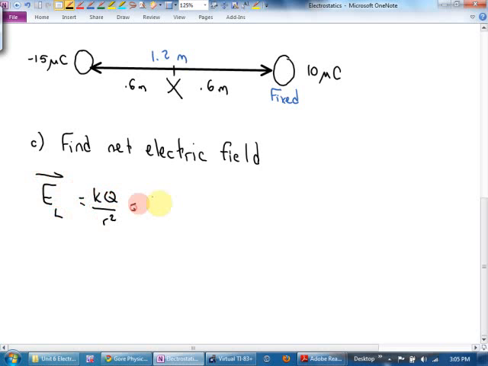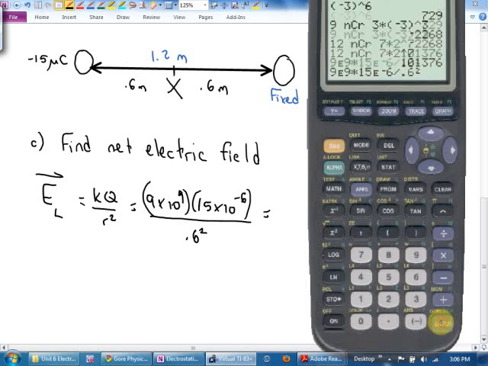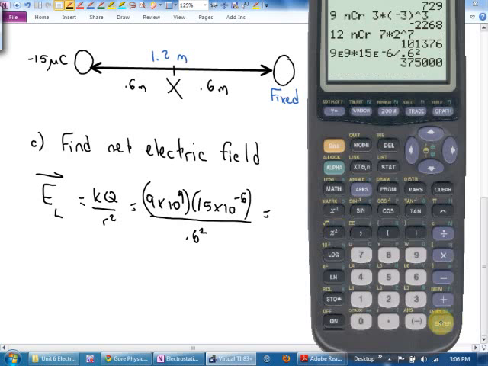It's going to be 9 times 10 to the 9th, 15 times 10 to the negative 6. Why not negative? Electric field is a vector. We're going to decide the direction using our electric field direction method. All over 0.6 squared. I get 9 times 10 to the 9th times 15 microcoulombs divided by 0.6 squared. And I get an electric field of 375,000.